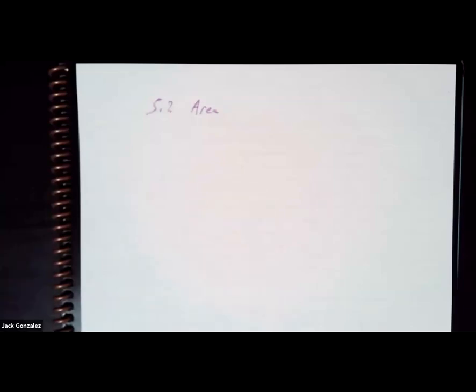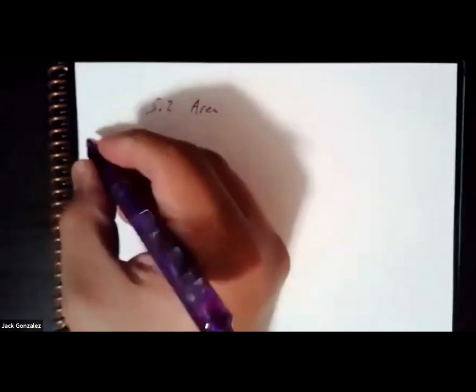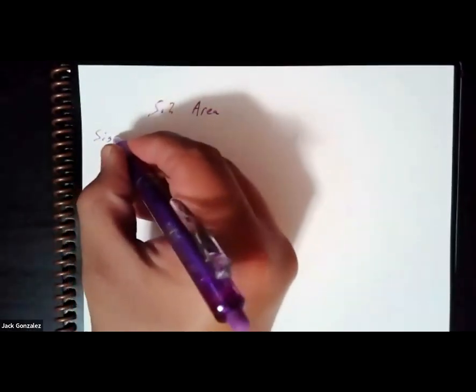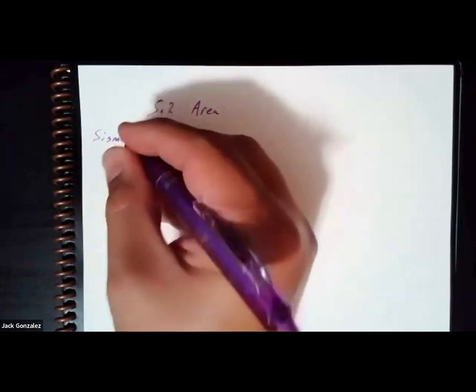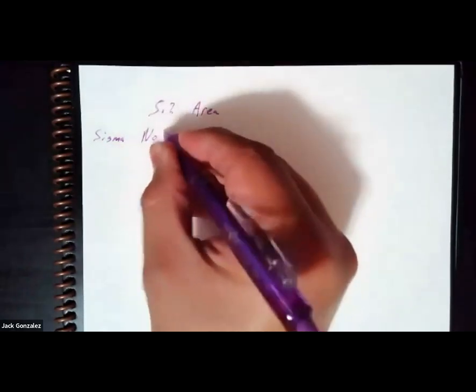Okay. So the find the area section is not too bad. You just got to understand the formulas and the notation. Excuse me, the notation. So let's go over the notation real quick. So, sigma notation.